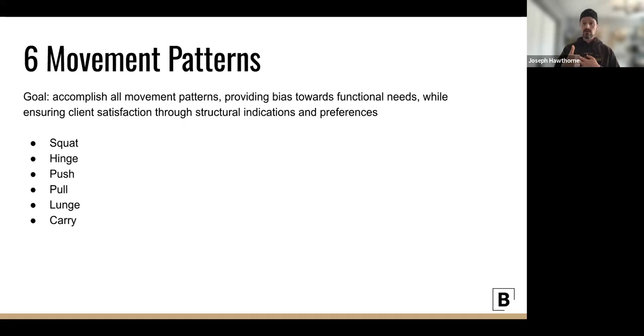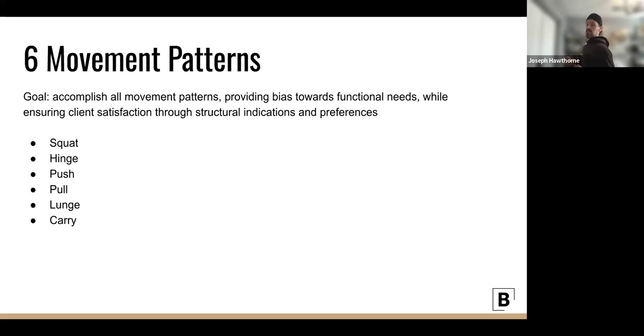Do they need to move better? Do they need to move more? What is it that they need? But we also want to ensure client satisfaction. And so sometimes that means biasing a little bit of the meat and the potatoes towards whatever their structural indications are. So for instance, somebody that maybe presents their body in a big bro, wide chest, wide infrasternal angle type position, and they love bench pressing.